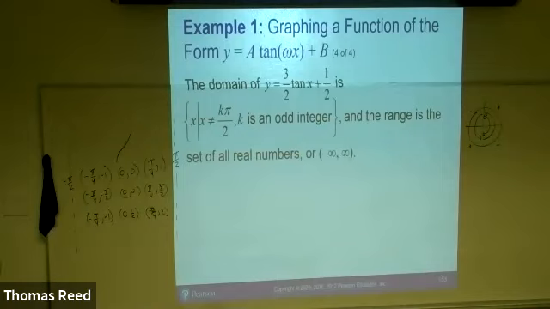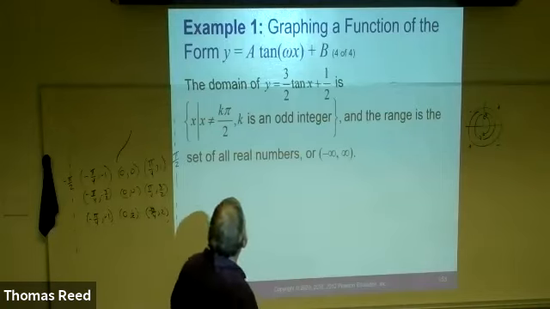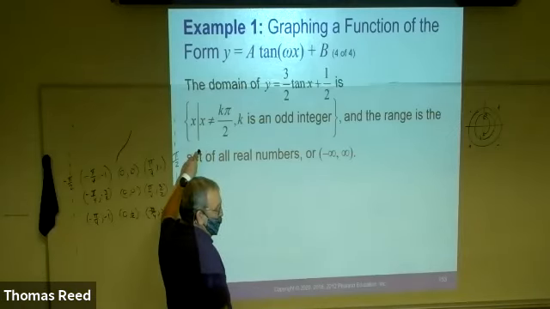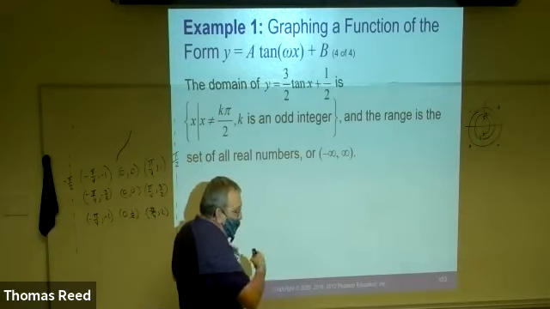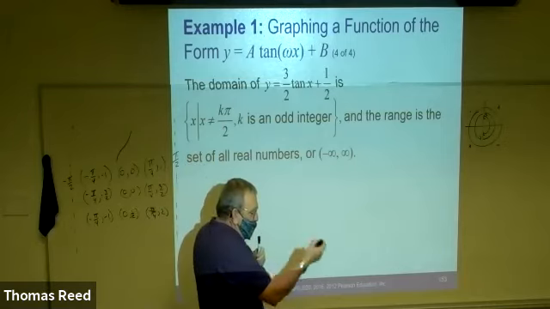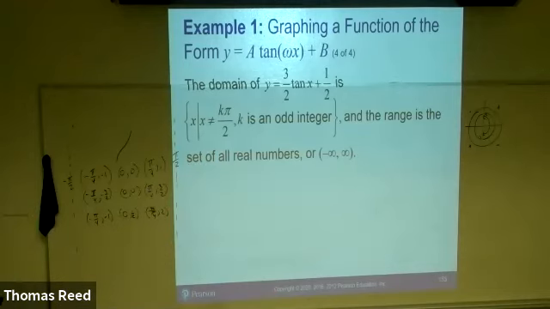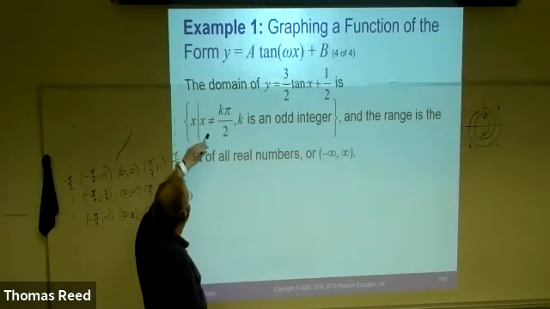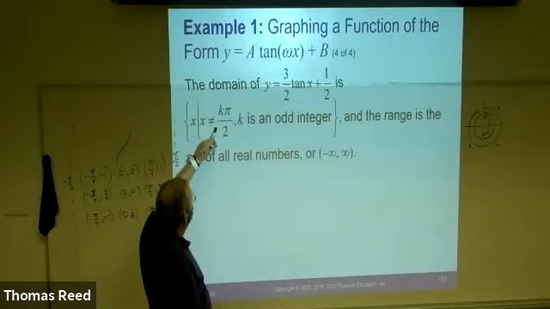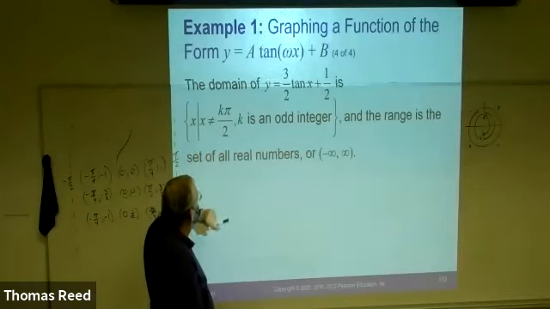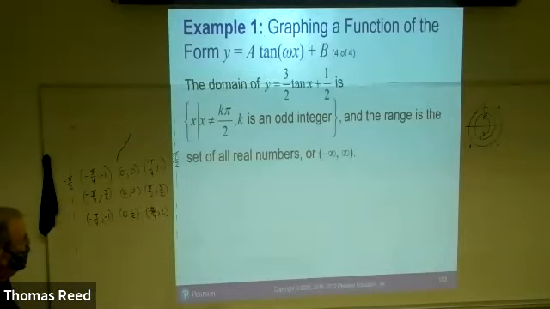Oh, they're talking about the domain. Well, the domain remained the same because we didn't change anything with x. X didn't change. So the period didn't change, and we didn't do a translation in the x values. So the domain remained all real numbers x, such that x is not an odd multiple of pi halves.